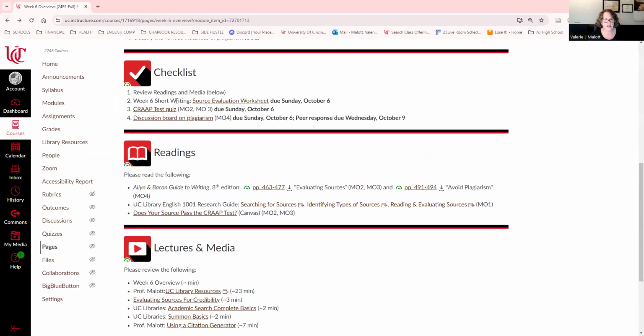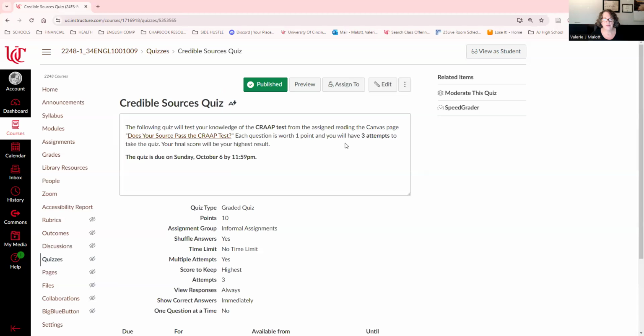Then the second assignment is that CRAAP Test quiz. The following quiz will test your knowledge of the CRAAP test from the assigned reading on the Canvas page. Does your source pass the CRAAP test? Each question is worth 1 point. There are 10 questions and you have 3 attempts to take the quiz. Your final score will be your highest result.